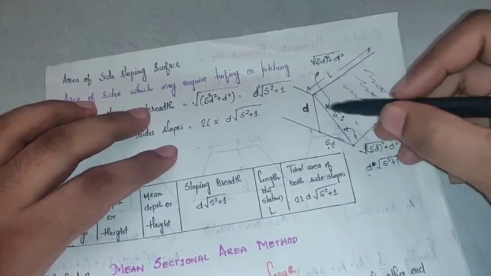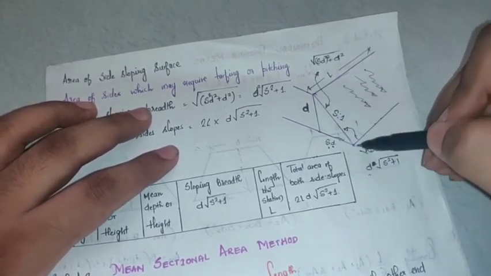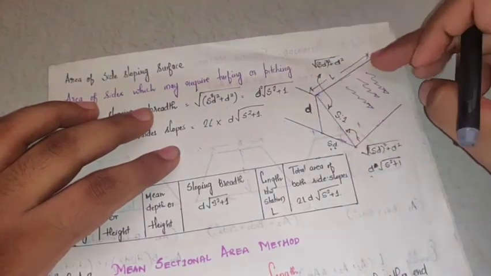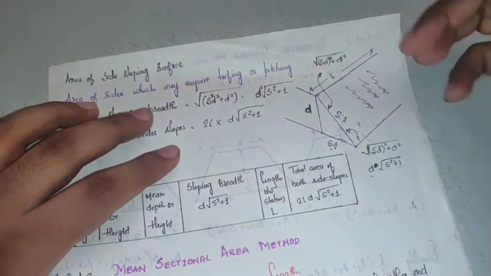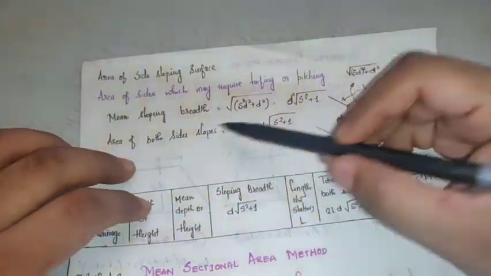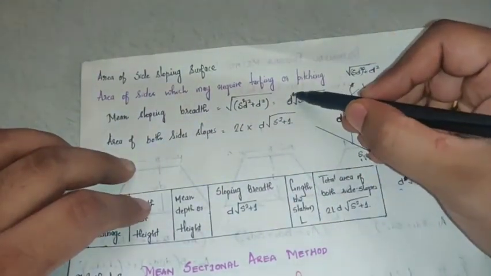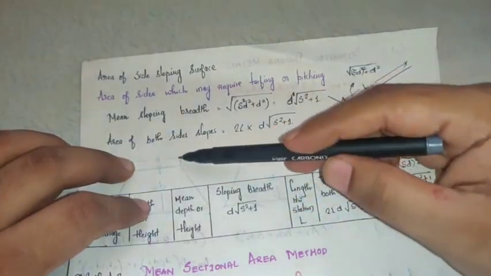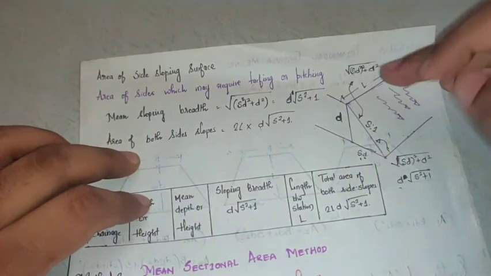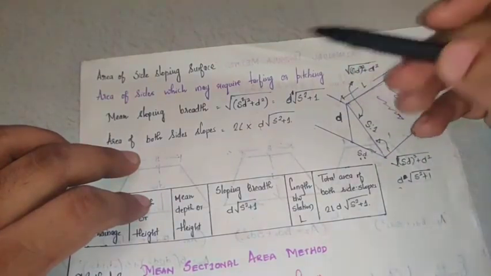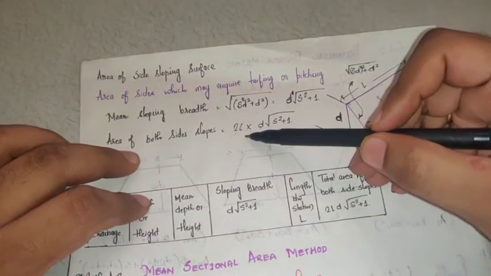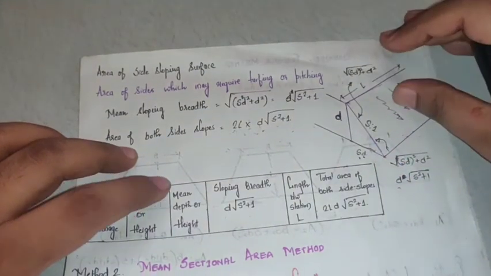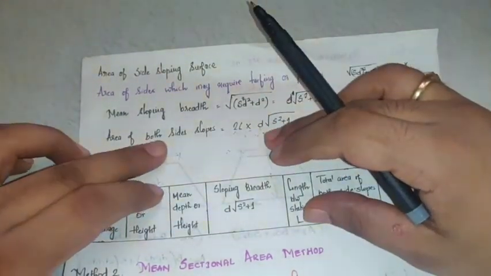For this inclined portion, I should multiply by the length, since this is width into length. If I multiply, I'll get the surface area of this inclined portion. This is the width, that is D into root of S square plus 1. For the area of the side slopes on both sides, this is one, that is the other portion. So I'll multiply 2 times the length into D into root of S square plus 1. So I'll get the area of the side slope.